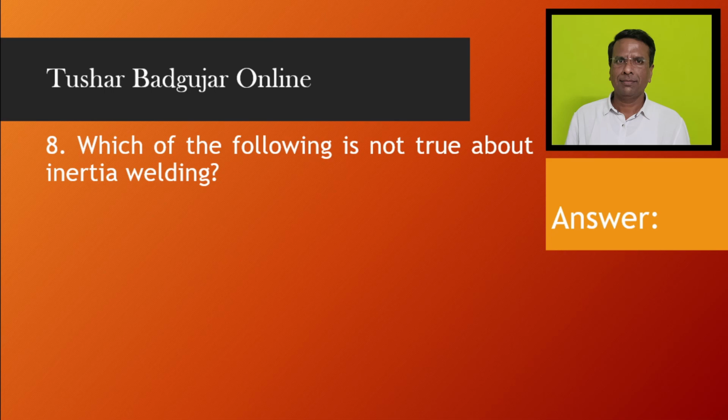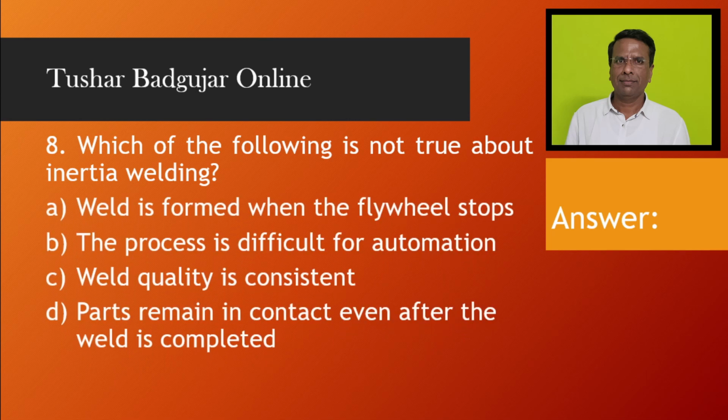Which of the following is not true about inertia welding? Weld is formed when the flywheel stops. The process is difficult for automation. Weld quality is consistent. Parts remain in contact even after the weld is completed. And the answer is B. The process is difficult for automation.